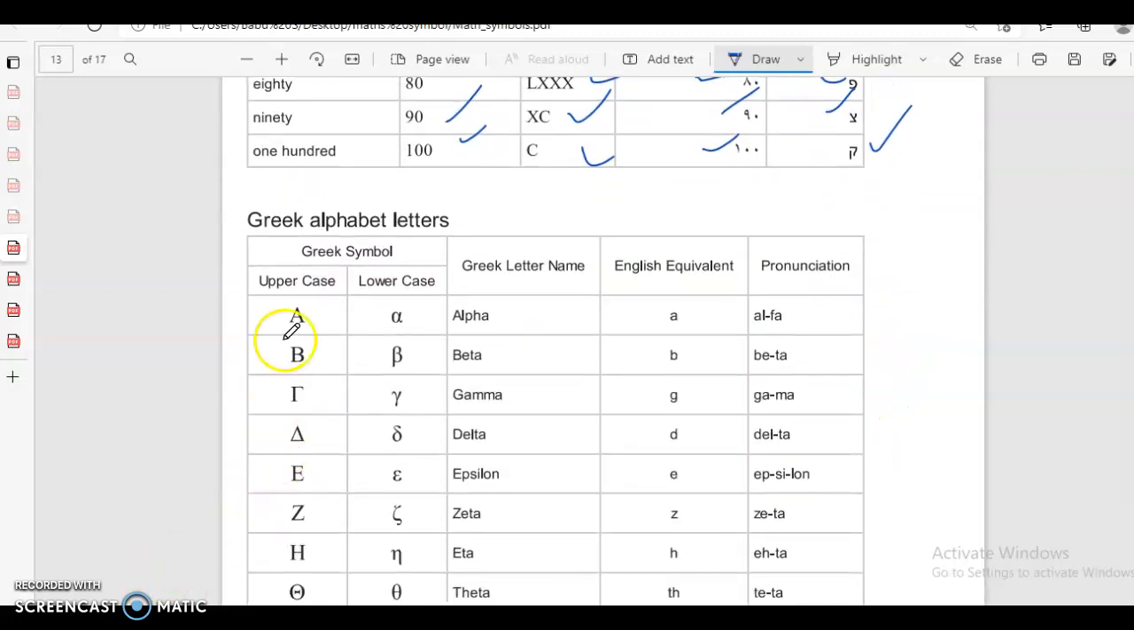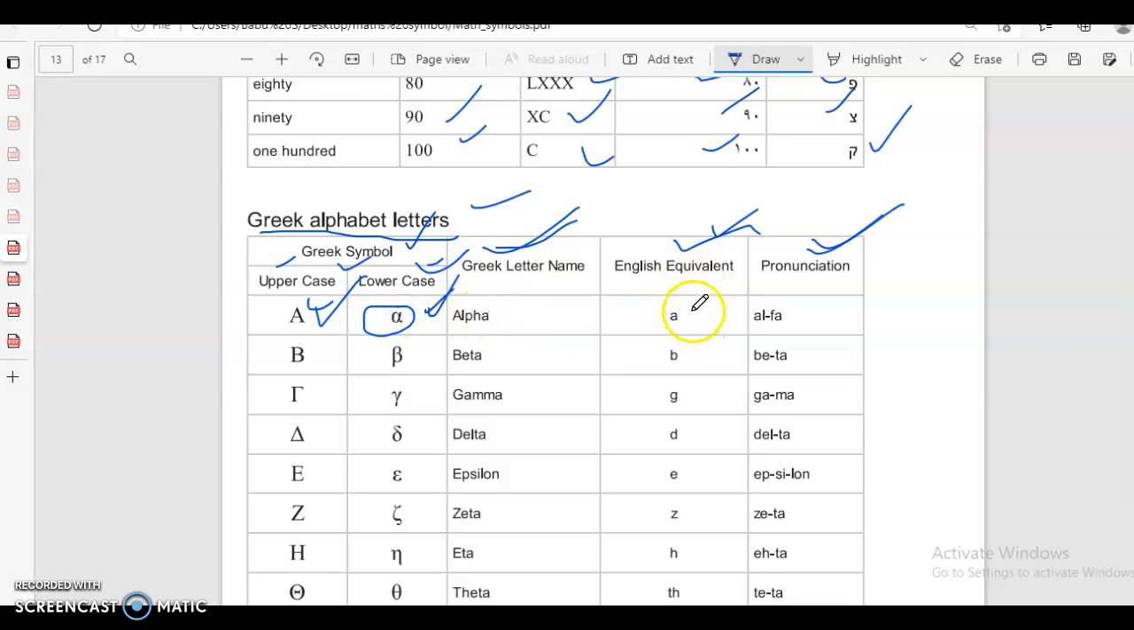Then the Greek alphabet: Greek symbol, Greek letter name, English equivalent pronunciation. Upper case and lower case are very important because we use them in our formulas. Greek alpha: upper case A, and this is lower case. That is A, here alpha. This is upper case. Only this lower case we are using. So alpha, English equivalent A.